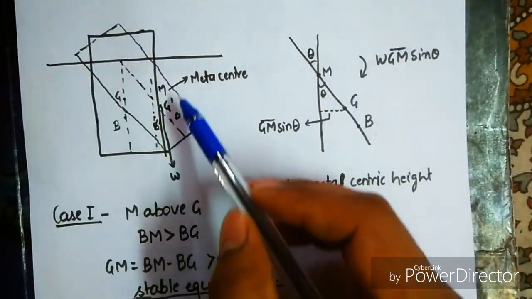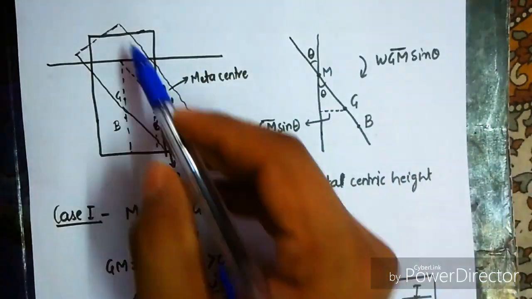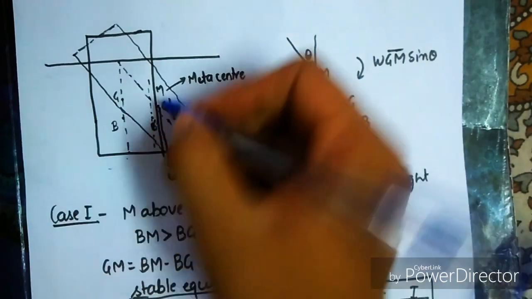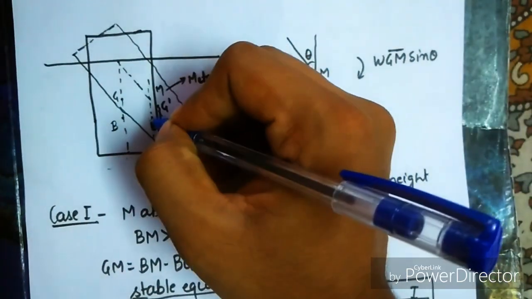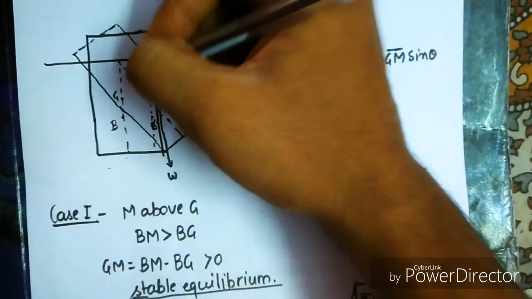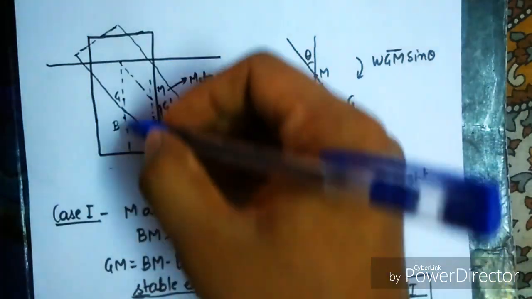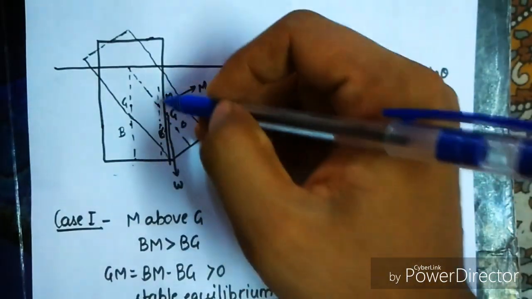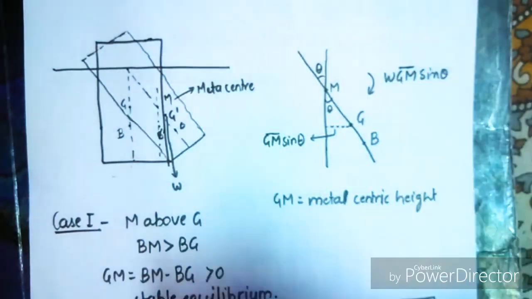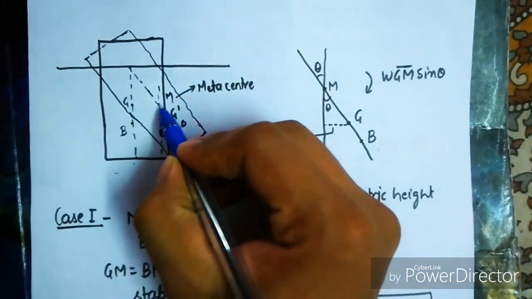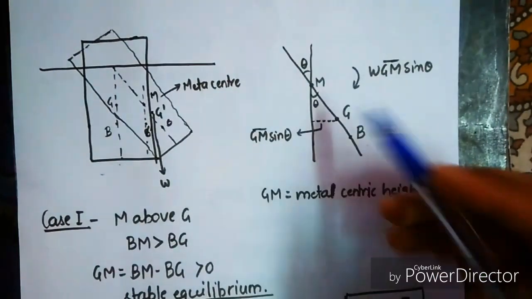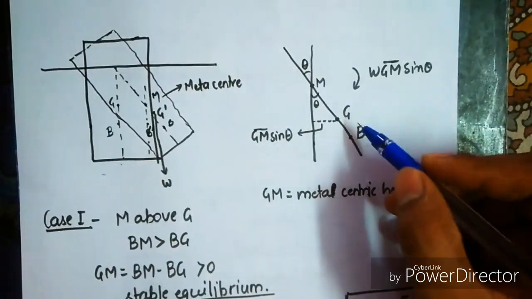Another concept arises here, the metacenter. This is the body in original form. When this is rotated, the center of buoyancy shifts here, and the line through the new center of buoyancy will cut the line joining B and G from earlier. It goes like this and cuts at some place here. This point is called the metacenter. We can see it here in the line representation.